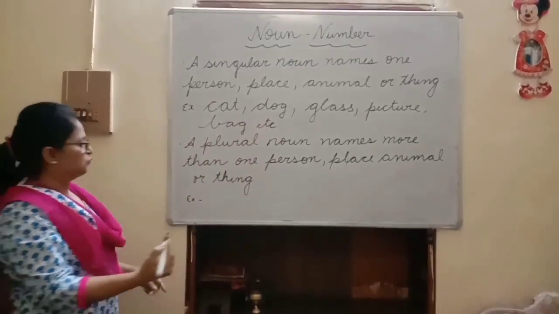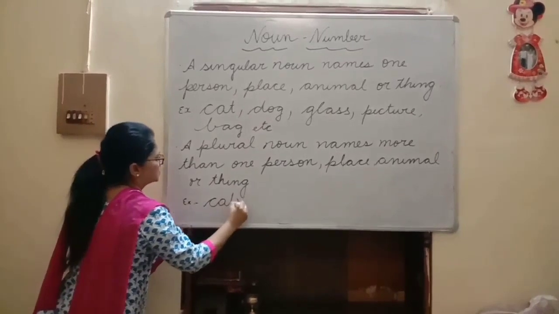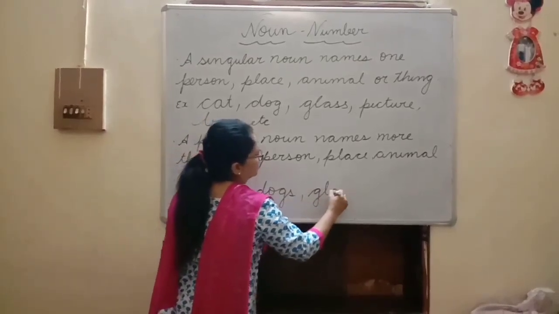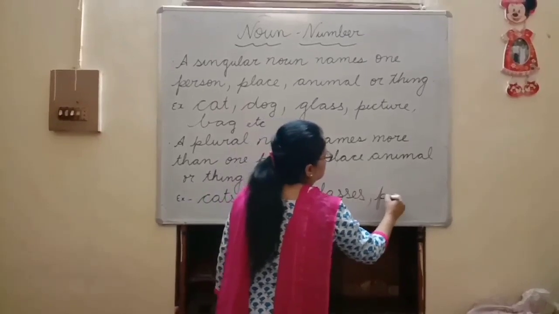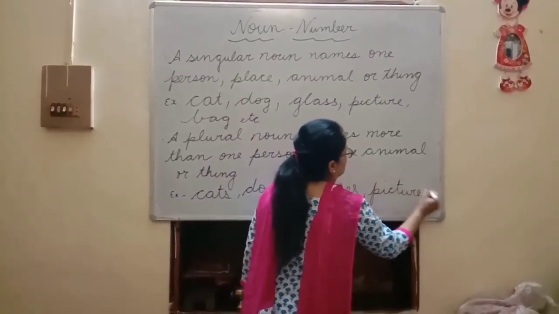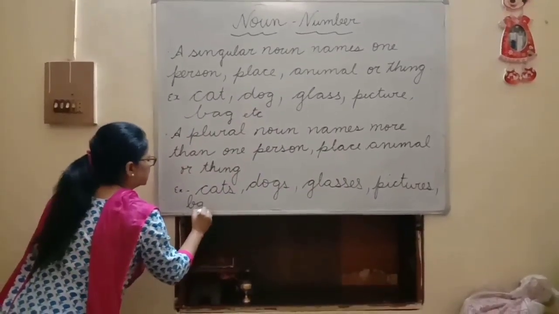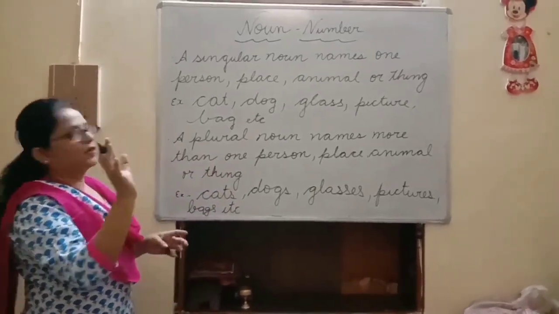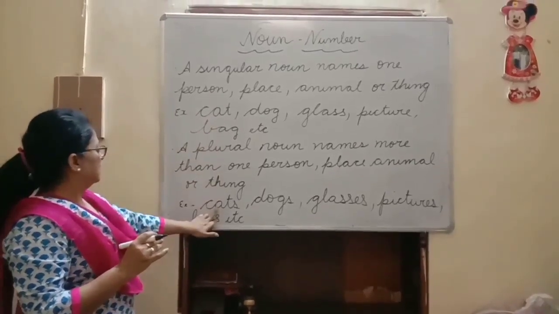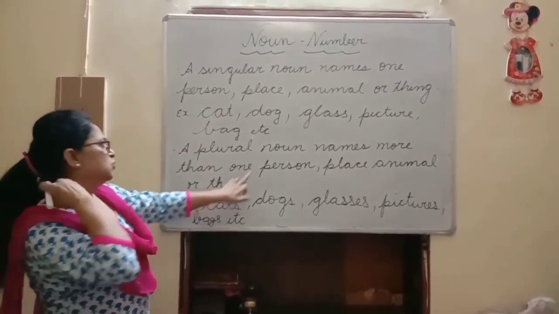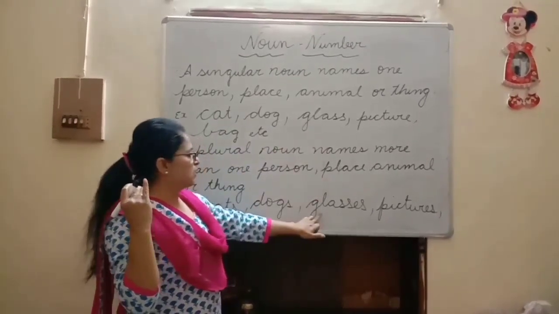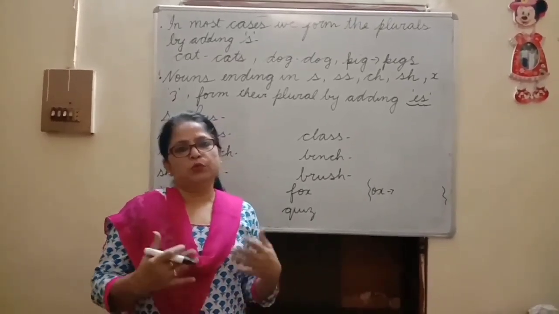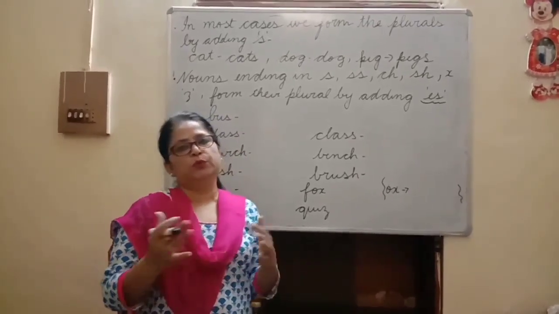And let me write a few examples of plural nouns also. Cats, dogs, glasses, pictures, bags, etc. These are all plural nouns. Now children, just see one thing. When we write singular, we write cat. And when we write plural, we write cats. Did you notice here, when I wrote glass for singular, I wrote glasses for plural.